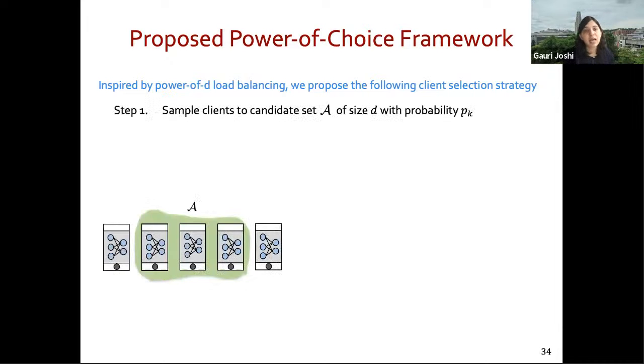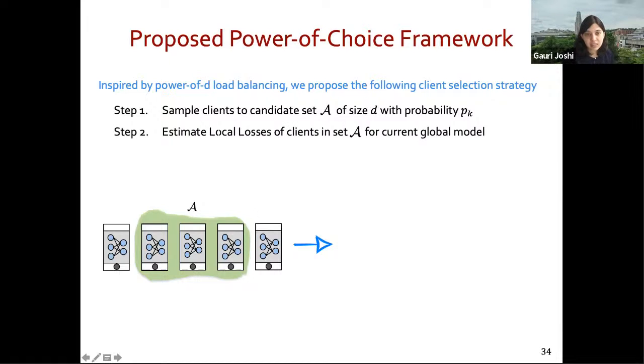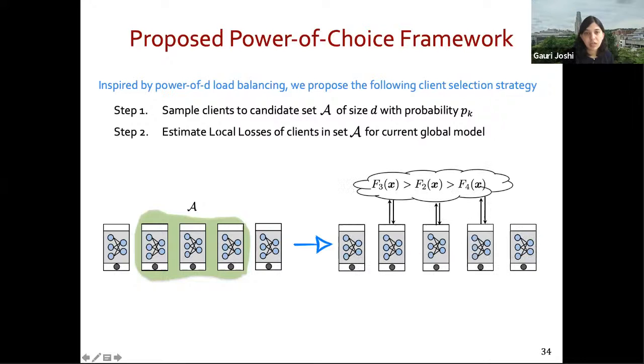Step one is that out of the total set of clients, we choose a candidate set A of size D, where client k is chosen with probability p_k. Then these candidate clients will estimate their local losses F_i and send them to the central server, which will then compare the local losses. It's going to select the M clients out of these D that have the largest values of the local losses. So in this case, suppose client 3 has the highest loss, then we select client 3.